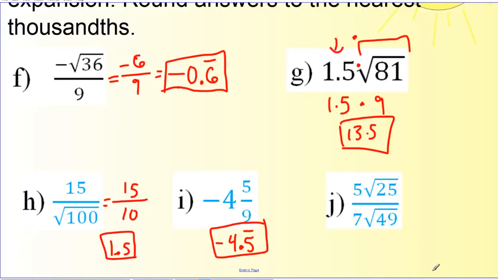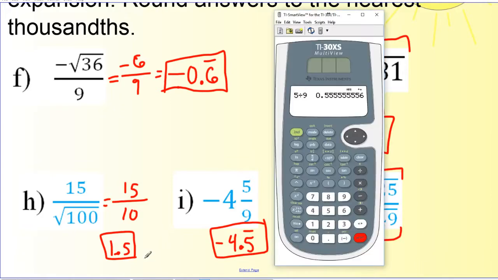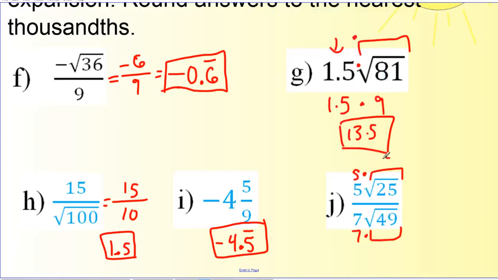All right, letter J. You probably looked at it and thought, man, that looks so hard. It's not. It's really easy. Do some simplifying. Just break it down. This is like 3 steps. So this is 5 times this thing, and 7 times this thing. If you do this on the calculator, the square root of 25 equals 5. And if you take the square root of 49, you get 7.